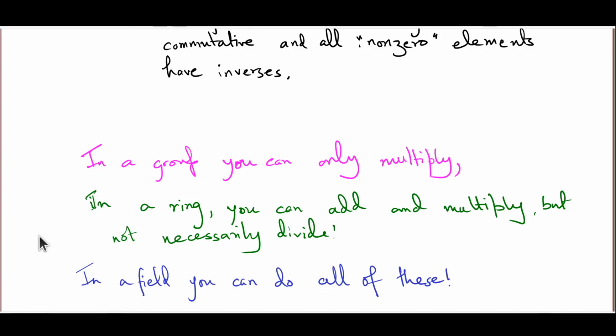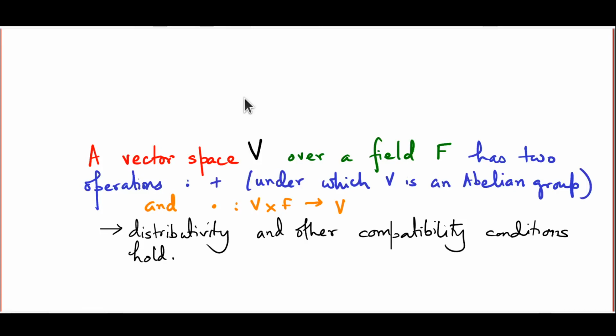In fact, the most common field that we are going to talk about is the set of all real numbers under ordinary addition and multiplication, and another one, the set of all complex numbers under ordinary multiplication and addition of complex numbers. Next up in our list of increasingly complex algebraic structures is something which is very familiar to all of you. This is the vector space V.